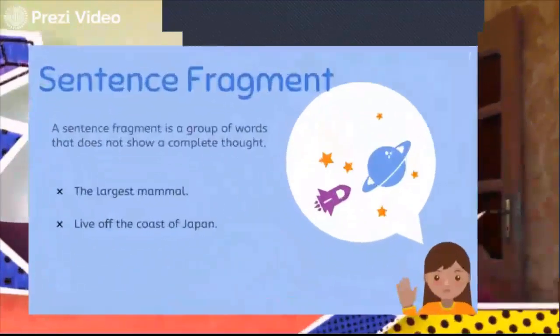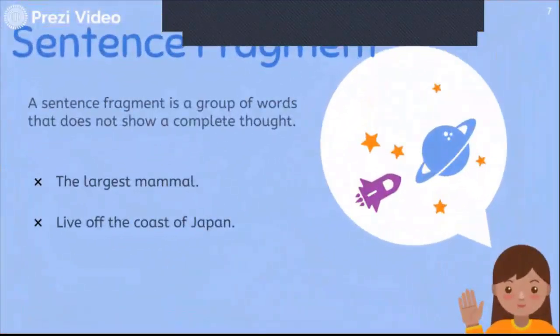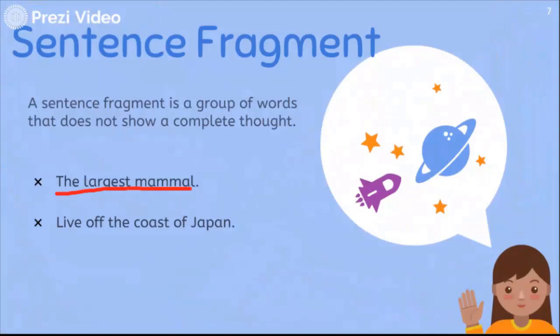What is a sentence fragment? A sentence fragment is a group of words that does not show a complete thought. For example, the largest mammal. Who can tell me what is the missing part in this sentence, the largest mammal?